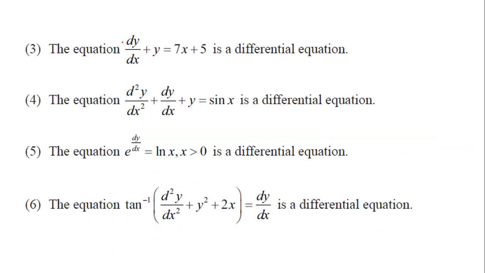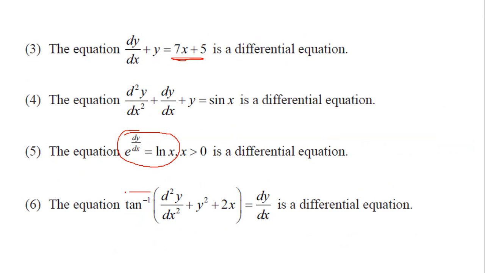The next one is dy by dx plus y equal to 7x plus 5. The right hand side is not equal to 0, so these are non-homogeneous differential equations. These are a few examples of differential equations. We can even write log of dy by dx, e power dy by dx, sin of dy by dx. It is also a differential equation, but not a simple one. It is called a transcendental differential equation.